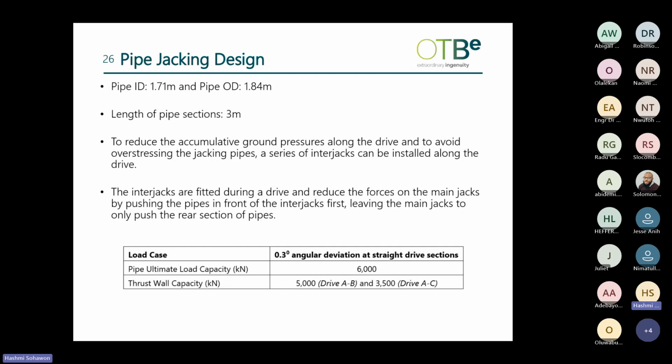For this project, the limiting load case was governed by the capacities of the first wall. The jacking forces could not exceed this, and these were found to be 5,000 kilonewtons for drive AB and 3,500 kilonewtons for drive AC.